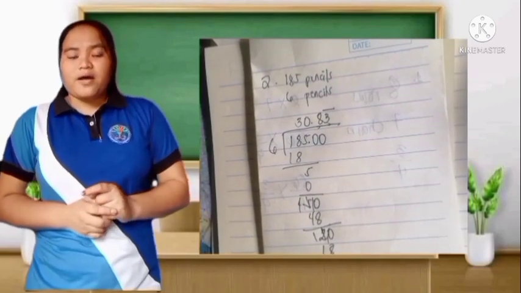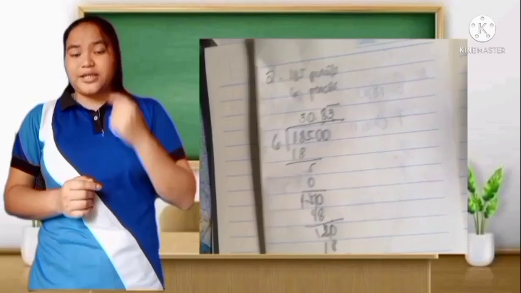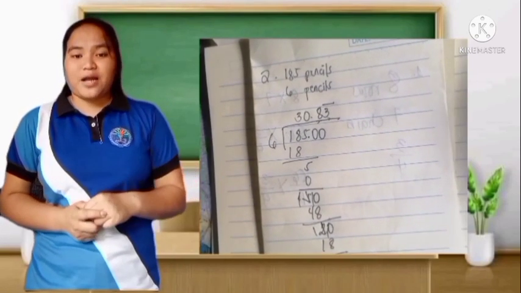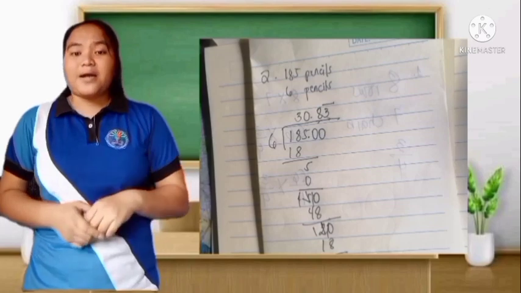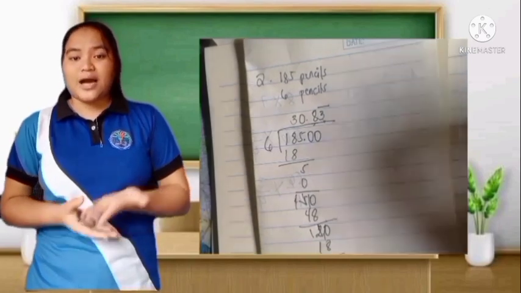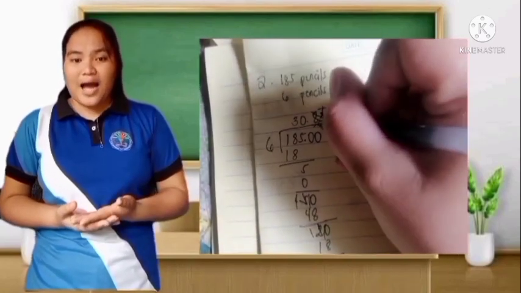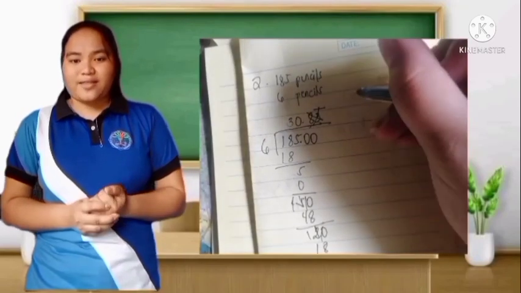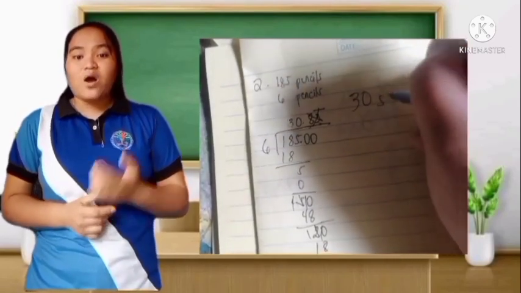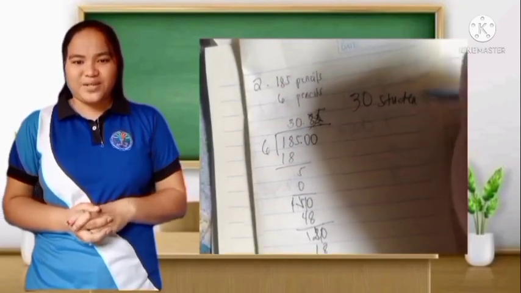Ngayon po, the answer is 30 students. So, aalisin po natin yung 0.83. Magiging 30 students na lang po siya kasi wala tayong kalahating or 0.83 na tao. And that's how question number 2 is being solved.